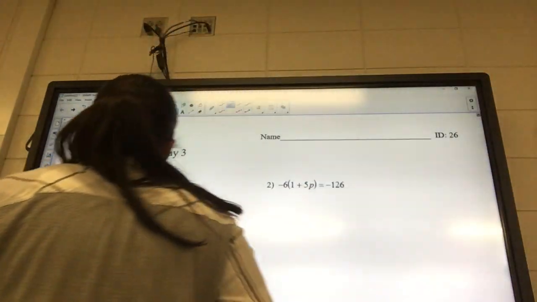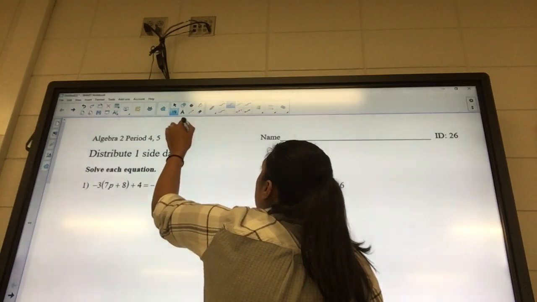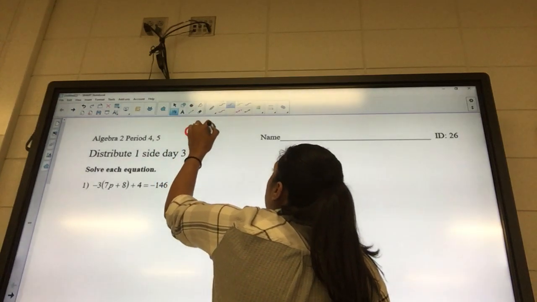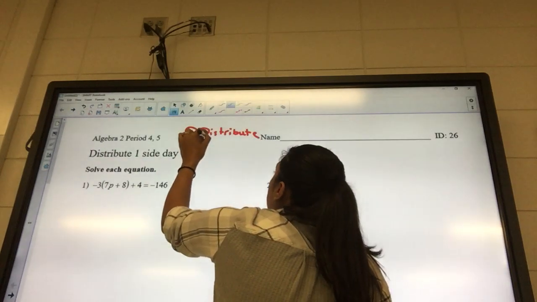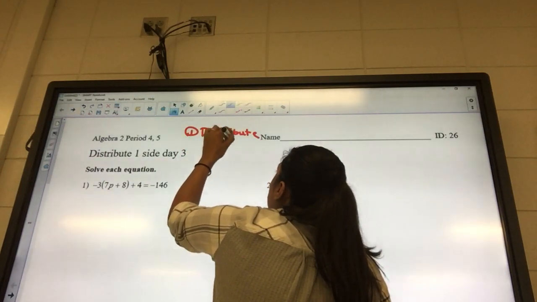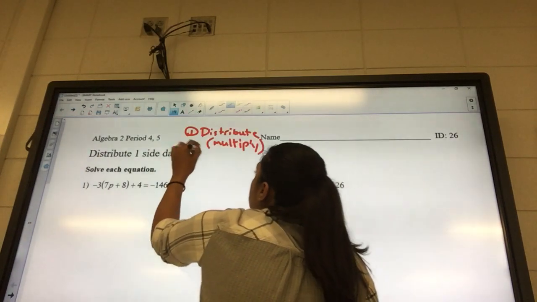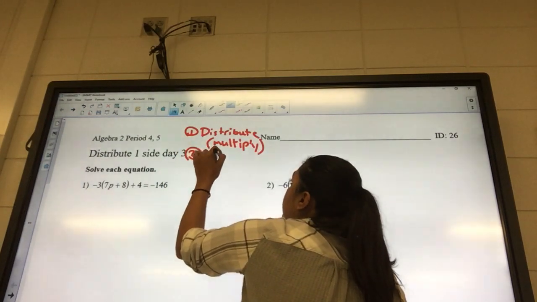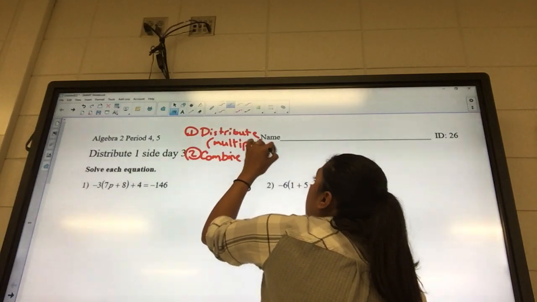Okay, so if we were going to write down some steps to do these, our step 1 would be to distribute. That means multiply. Our step 2 is going to be to combine like terms.